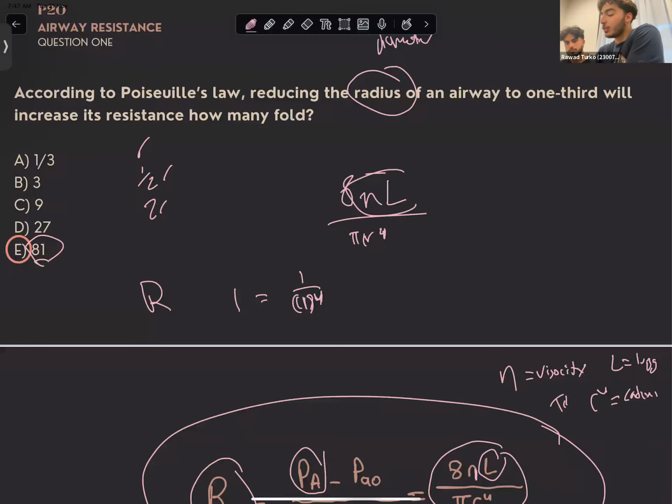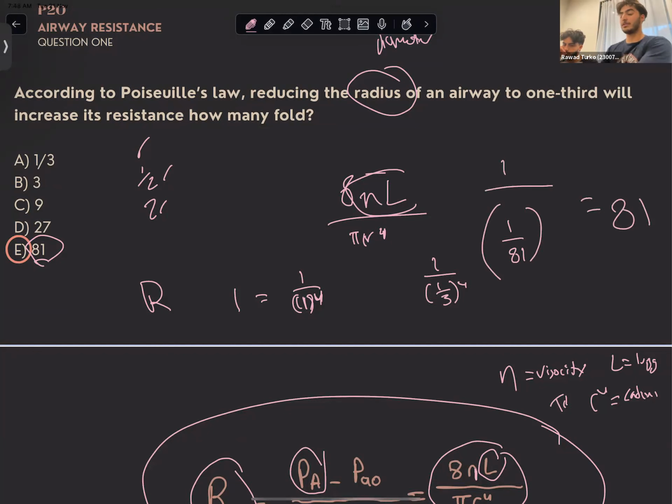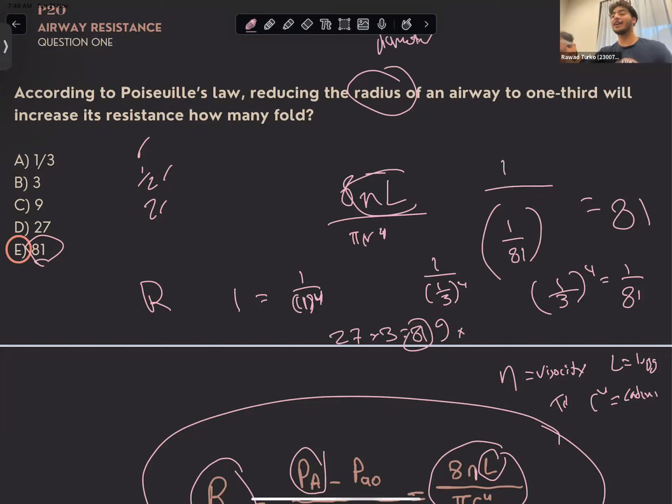Now we reduce our radius to 1/3. So now we have 1 over 1/3 to the power of 4. If we do a little bit of quick math, we get 1 over 3 times 3 times 3 times 3, which is going to be 81. And then 1 over that, obviously, 81. Does that make sense to everybody? 1/3 to the power of 4 is equal to 1 over 81. 3 times 3, 9, times 3, 27, times 3, 81. And 1 over that is 81.